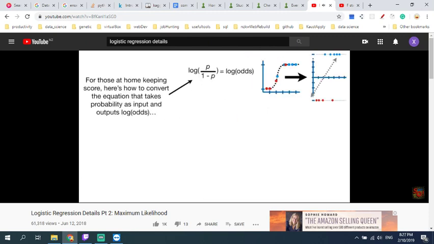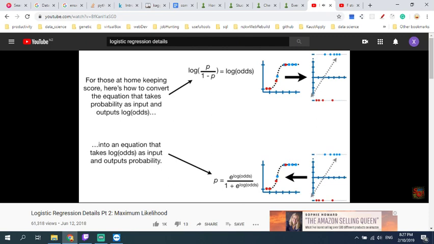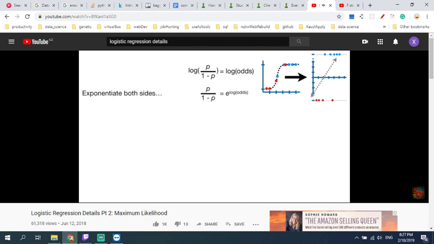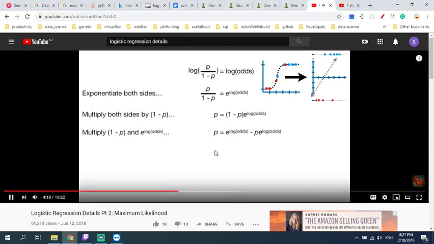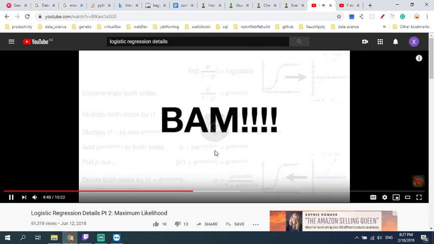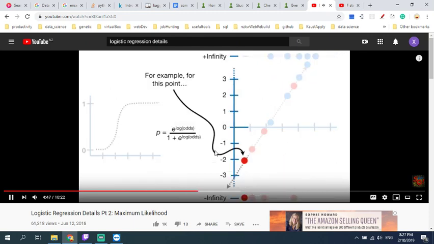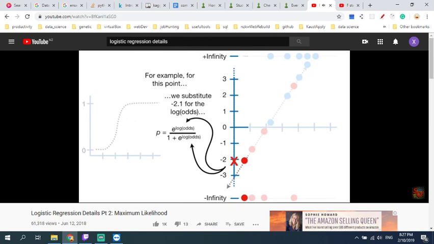For those at home keeping score, here's how to convert the equation that takes probability as input and outputs log odds into an equation that takes log odds as input and outputs probability. First, we exponentiate both sides, and then we divide. Bam! For example, for this point, we substitute negative 2.1 for the log odds, and that gives us p on the squiggle.